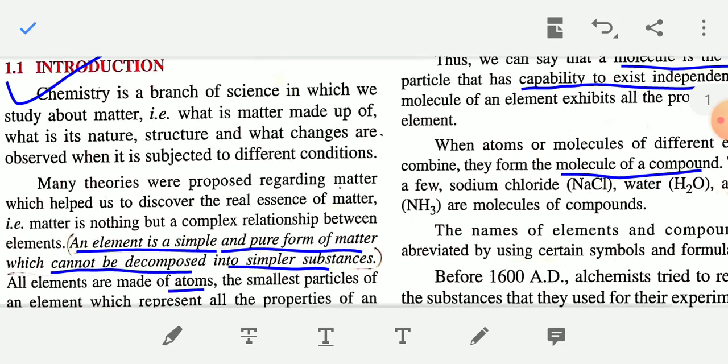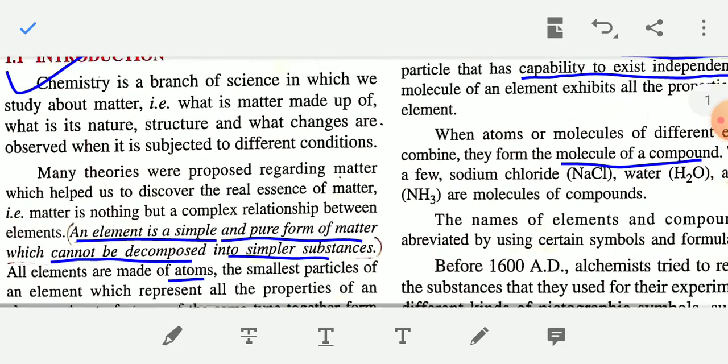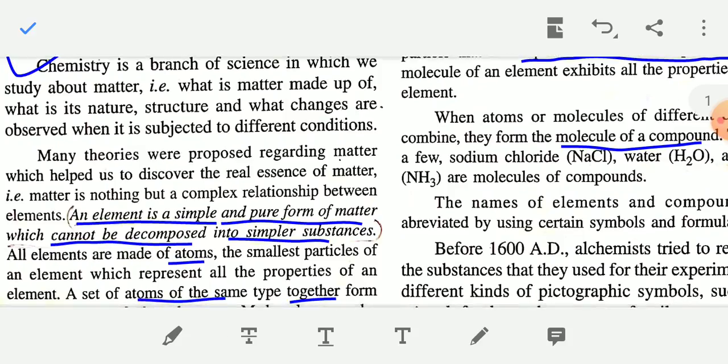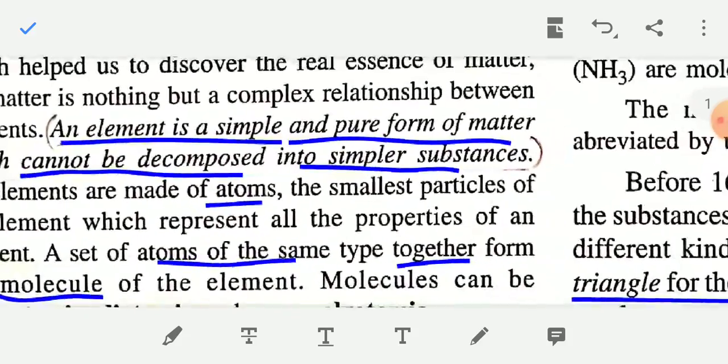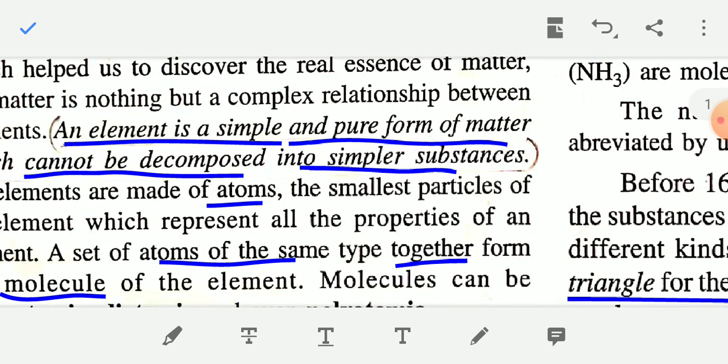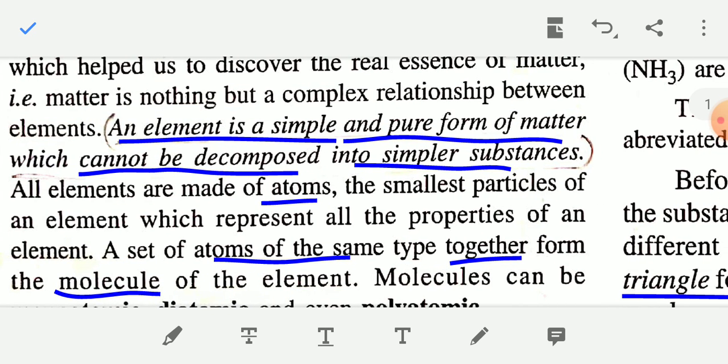So see, in the introduction, first you have to know what an element is. Here it is given that an element is a simple and pure form of matter. An element is a simple and pure form of matter which cannot be decomposed into simpler substances. And all elements are made up of very small particles which are known as atoms.